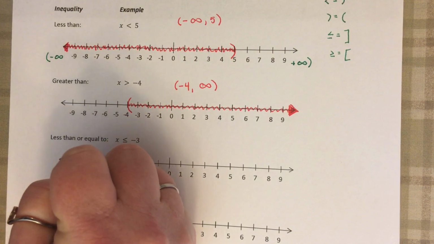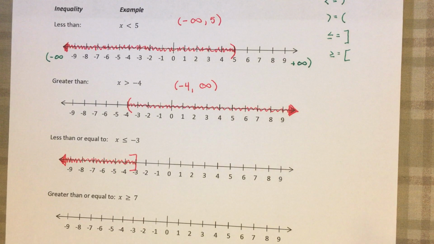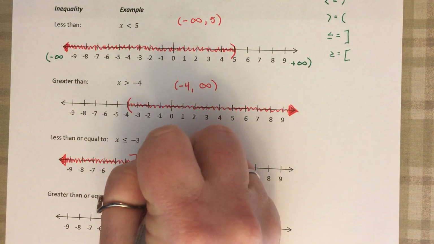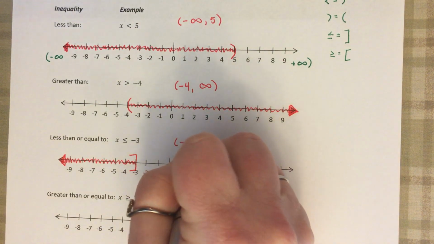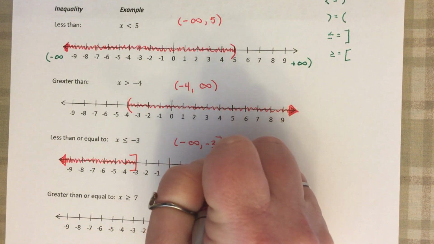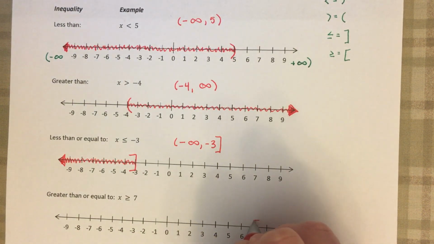And we use the square bracket and we go to the left, right? We're going towards negative infinity. So negative infinity always gets a parenthesis, to negative 3. And since we used a square bracket on our number line, we also use a square bracket in our interval notation. Right? x is greater than 7 means we're going to start at 7 and go to the right.